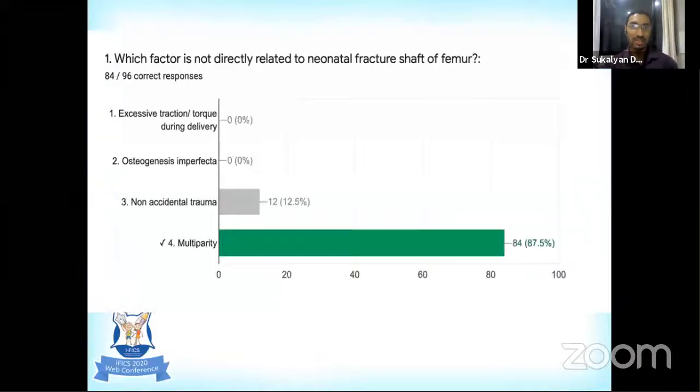Okay, so let's start with question number one, which was: which factor is not directly related to neonatal fracture shaft of femur? The options were: excessive traction or torque during delivery; number two, osteogenesis imperfecta; number three, non-accidental trauma; and number four, multiparity. Multiparity came out to be the most voted option, and which is indeed the true answer.